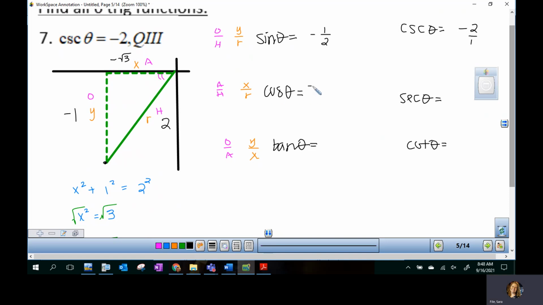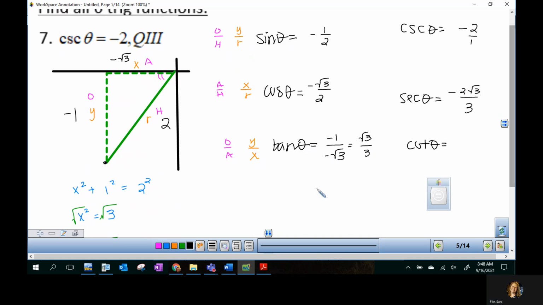All right, so x over r. No rationalizing or simplifying needed. I did review the reciprocal of this with you a couple problems ago. What's the reciprocal of that one? Okay, tangent is y over x, so that is negative 1 over negative square root of 3. Negative divided by negative, this is going to be positive. And when I rationalize this, root 3 over 3.